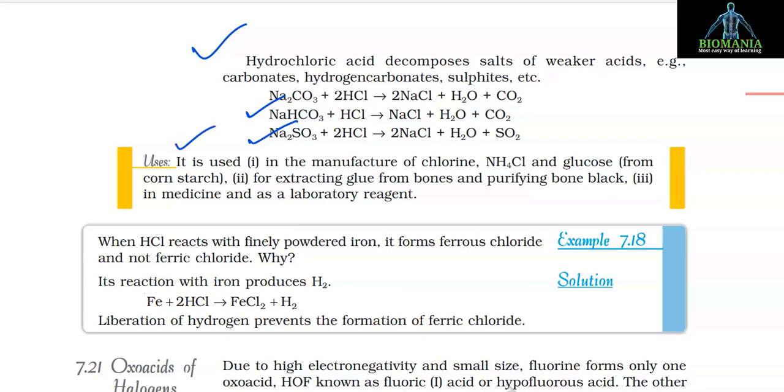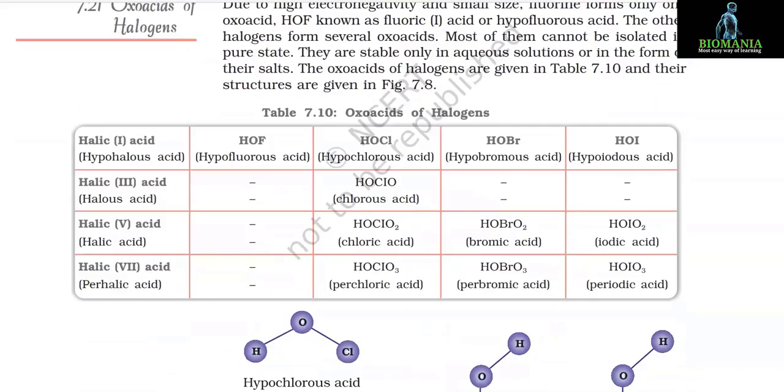Uses. It is used, number 1, in the manufacture of chlorine, NH4Cl and glucose from corn starch. Number 2, for extracting glue from bones and purifying bone black. Number 3, in medicine and as a laboratory reagent.